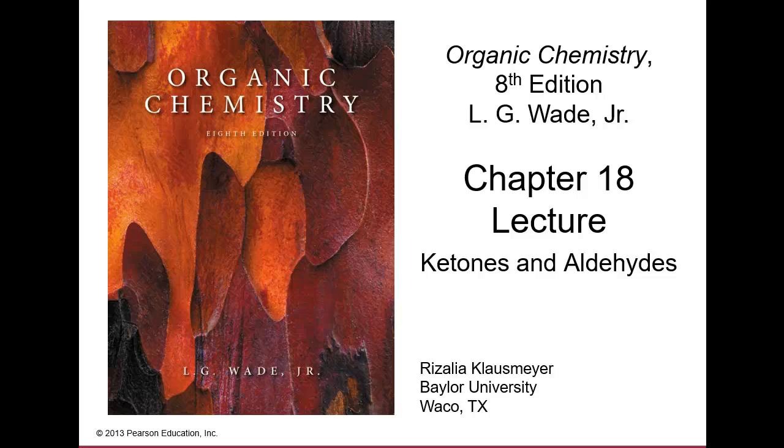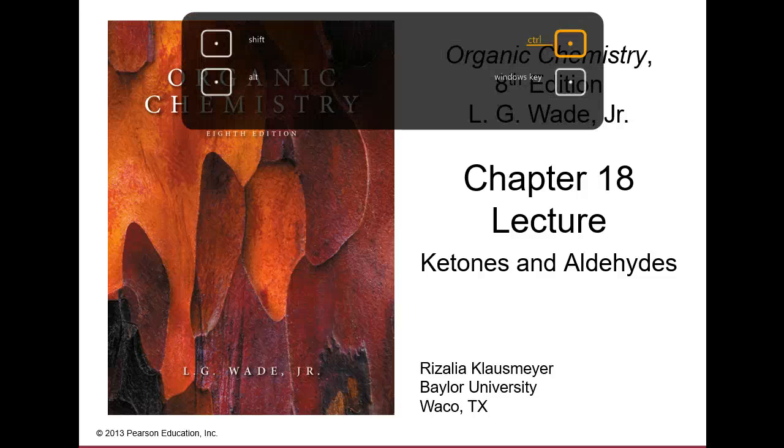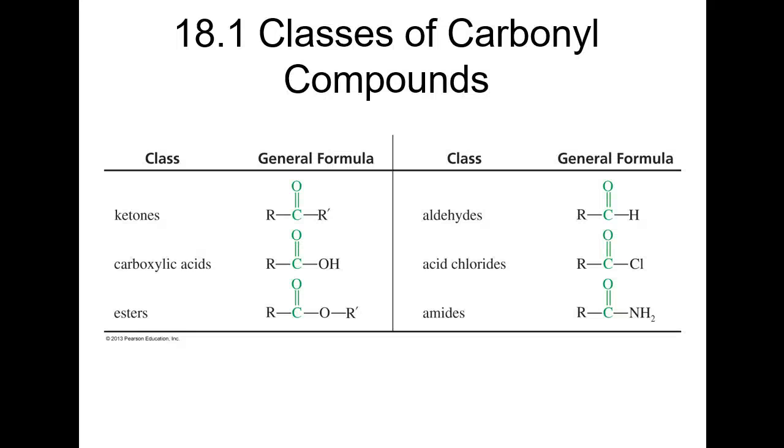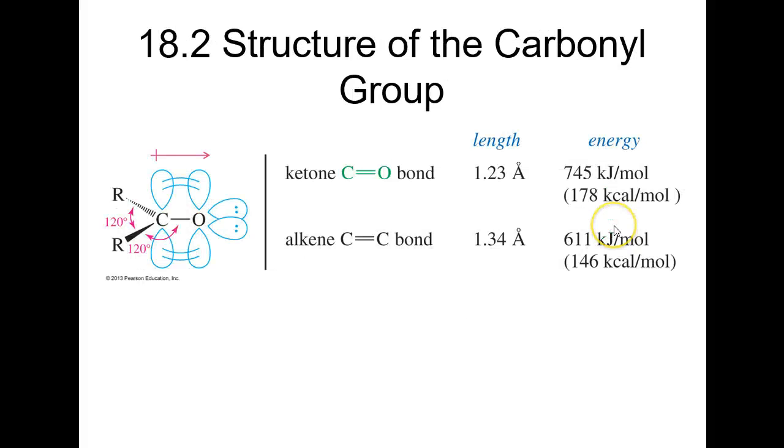Chapter 18 is going to be about ketones and aldehydes. First, let's talk about the classes of carbonyl compounds. You can see here the different functional groups of the different carbonyl compounds. This chapter we're going to learn about ketones and aldehydes, and then in the next few chapters we're going to learn about carboxylic acids and the derivatives of carboxylic acids, which are acid chlorides and amides and esters. But mostly this chapter is going to be ketones and aldehydes.